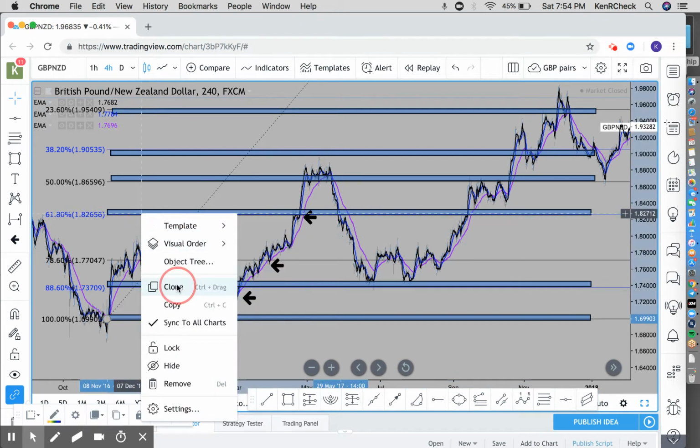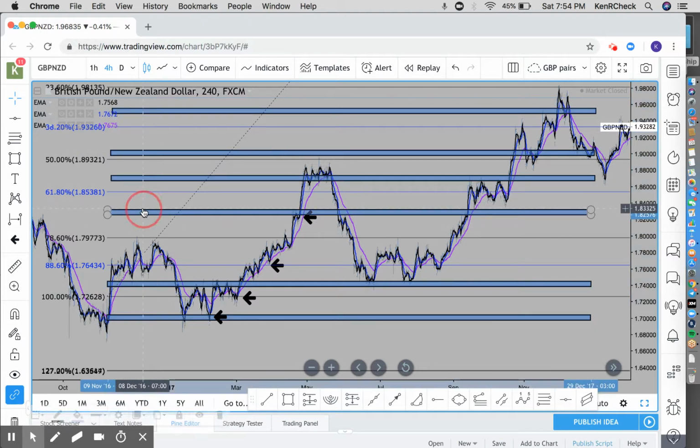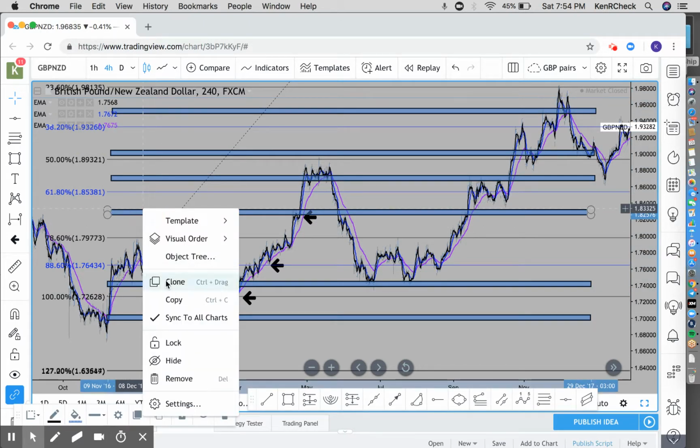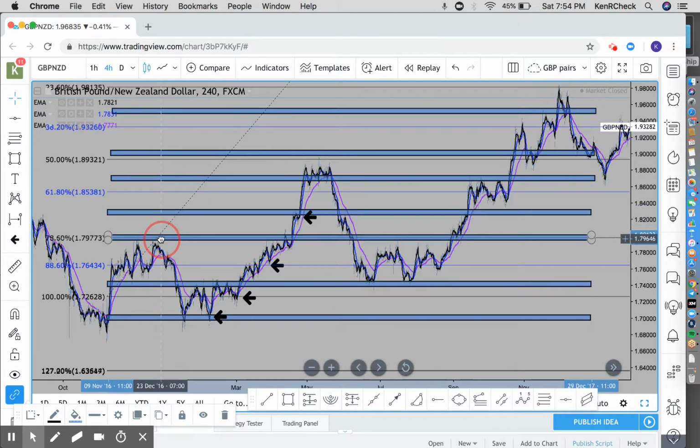Oh, I think I deleted them. Oh, not what I wanted. So here, clone on the 78. So perfect. Entry here. So as you can see, it went on the 61, retraced.